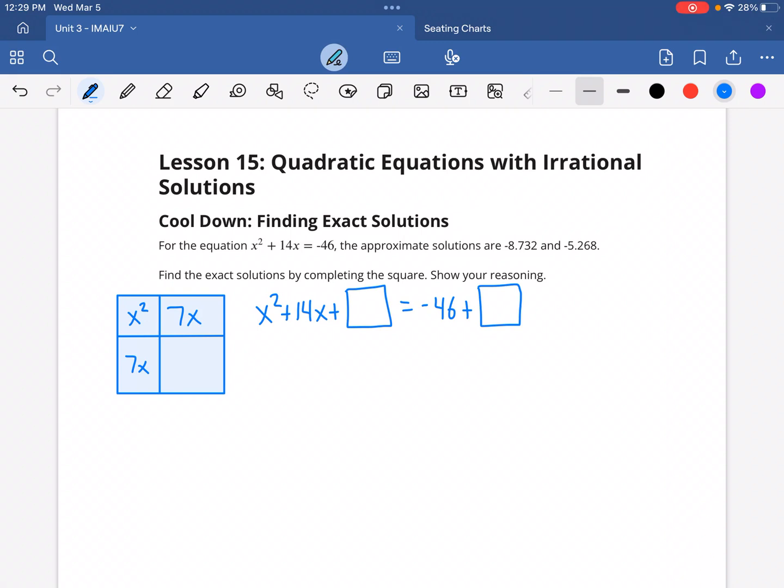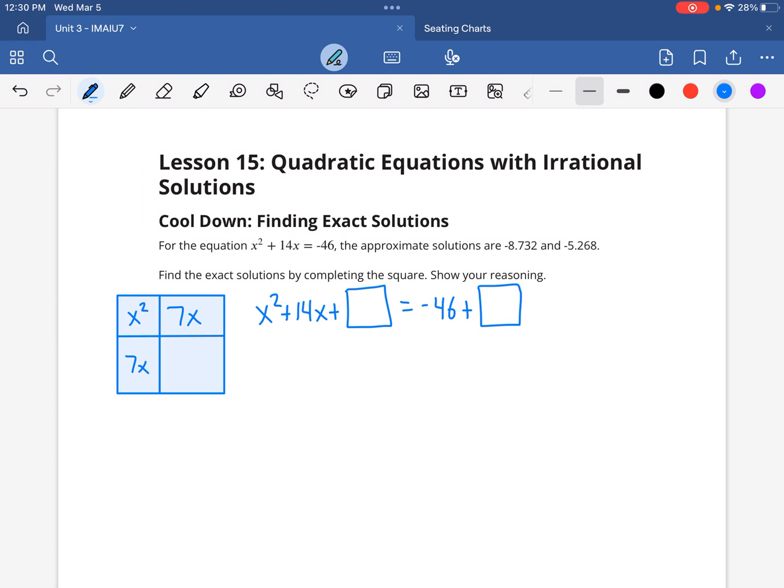All right, after 3 parts of completing the square, here we've got an application of completing the square. So, cool down, finding exact solutions. For the equation x squared plus 14x equals negative 46, the approximate solutions are negative 8.732 and negative 5.268. You can get those from Desmos.